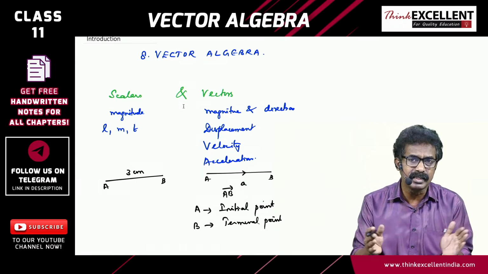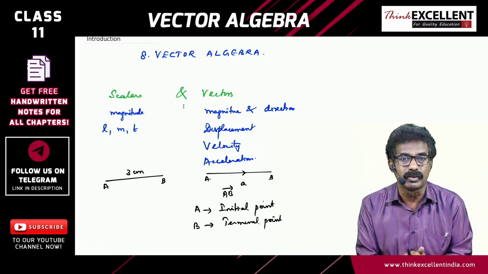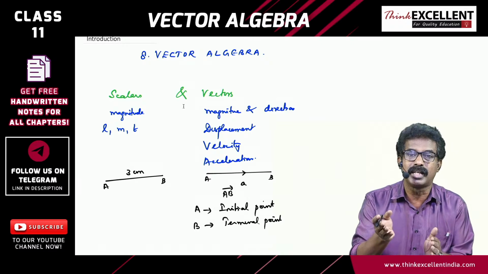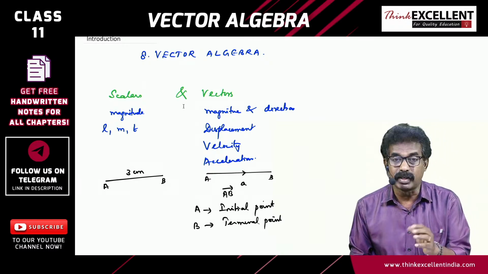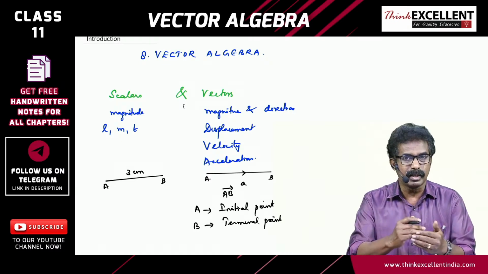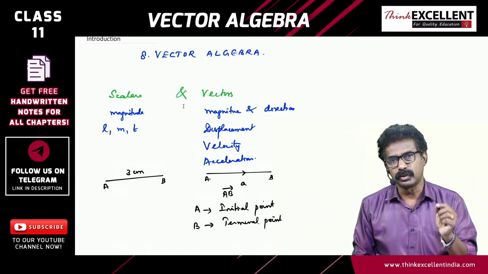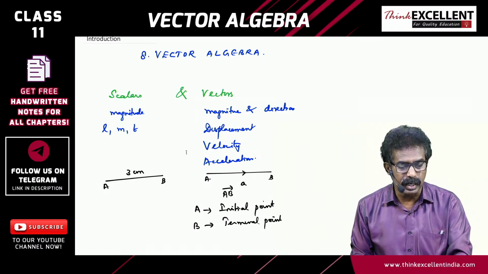It is a line segment with direction. A line segment has only magnitude, and if you give it a direction, it becomes a vector. So we can define a vector as a directed line segment, from this point to that point, the direction a to b or b to a, right? So there is an initial point and there is a terminal point.